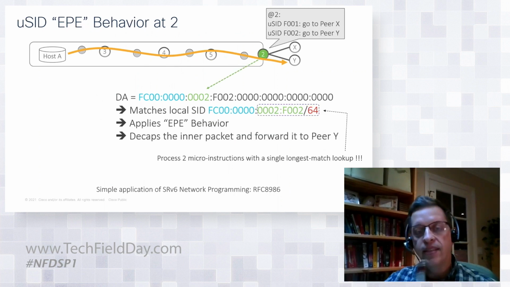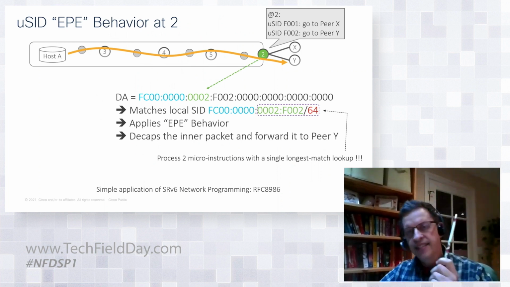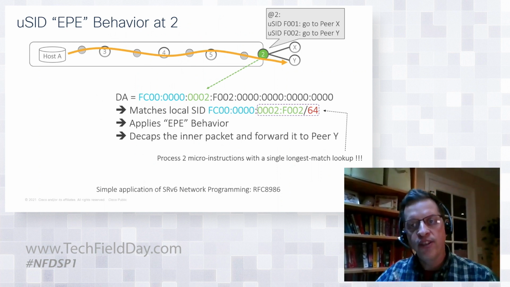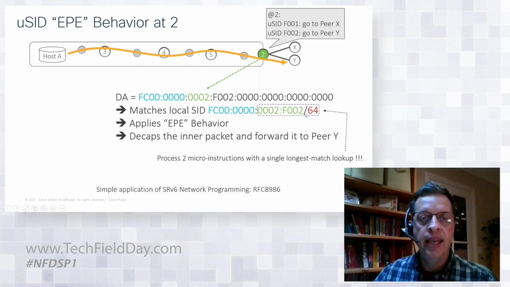Now, router number 2, this is important. Router number 2 is attracting traffic, and he's also doing service termination. What he's going to do is, in one lookup, he's going to be able to parse 2 instructions: the instruction that says the packet has come to me, and the instruction F002. So here I have a /64 that I'm going to be applying in order to realize my end goal of EPE behavior.